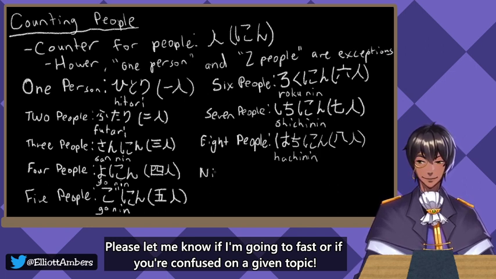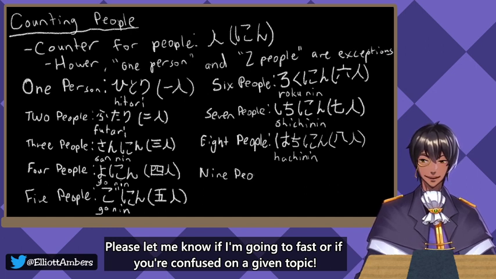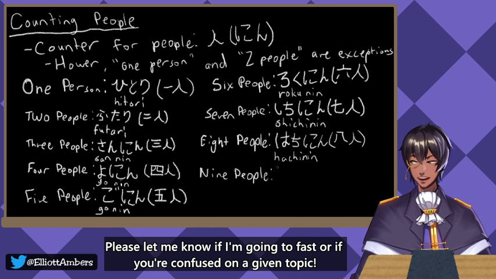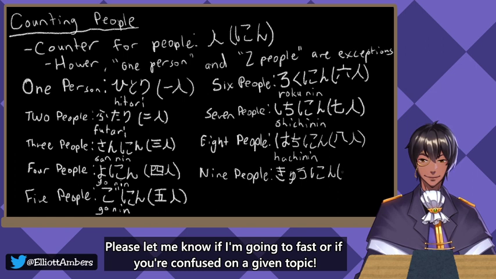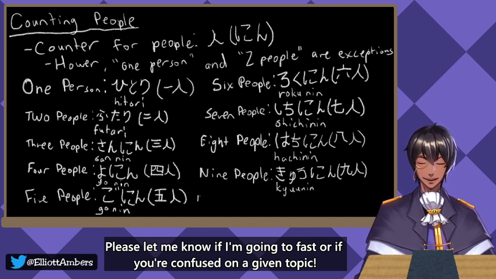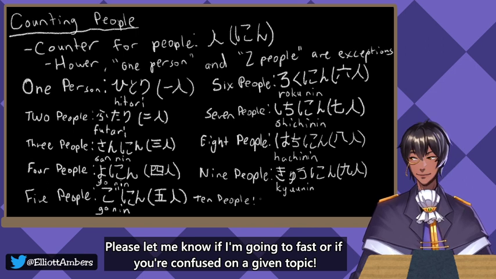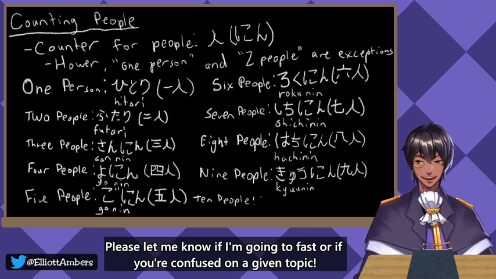Nine people is going to be kyunin. That's kyunin. Or number nine is written as kyunin. And then ten people. I like the number ten because it's very simple looking. Ten people is juunin.